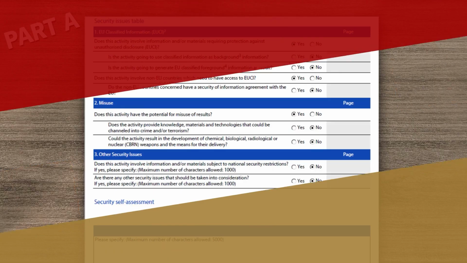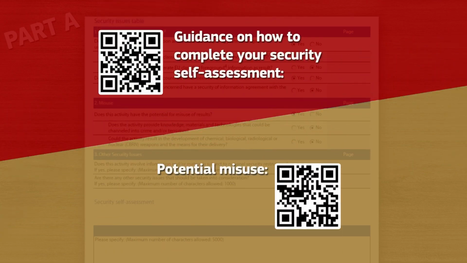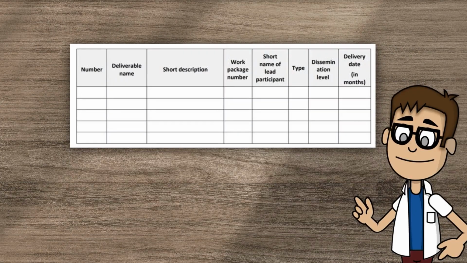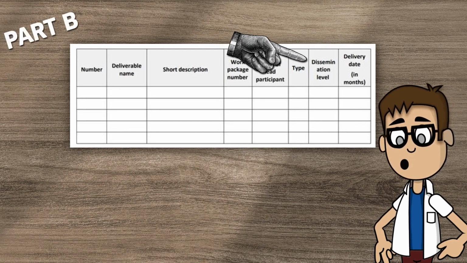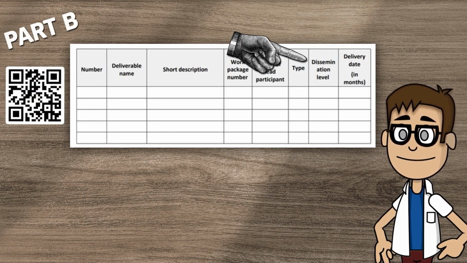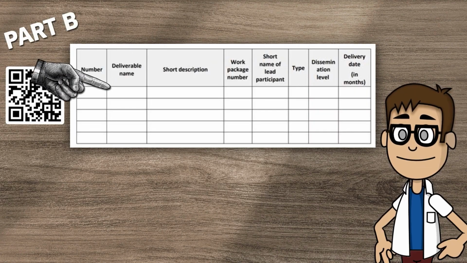You can find more information on how to complete your self-assessment by following these QR codes. You will also be able to indicate the dissemination level of your project deliverables. You can do this in Part B of the application under the List of Deliverables section.